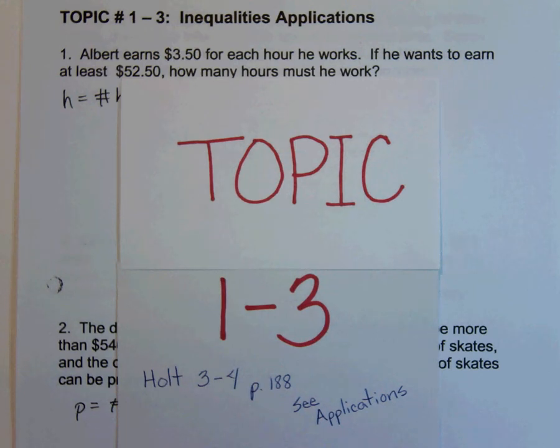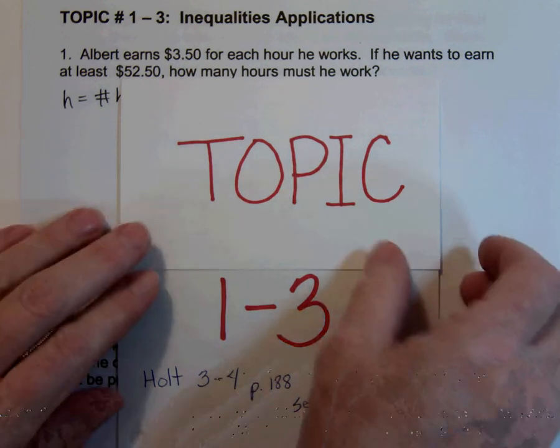Topic 1-3, Inequalities Applications. This can be referenced with our whole textbook, Chapter 3, Section 4, on page 188, and you might want to look on those pages in that chapter about some practical applications. One of them had to do with making profit on some CDs that a band was going to make, and the cost of the CDs plus recording studio charges, how much per CD they would need to sell in order to make some profit.